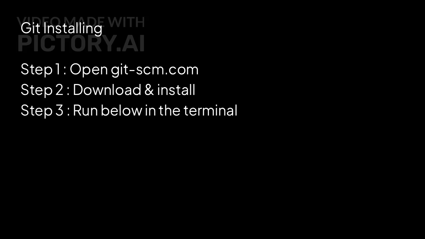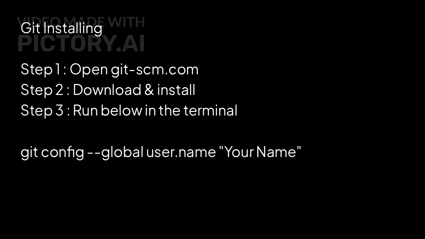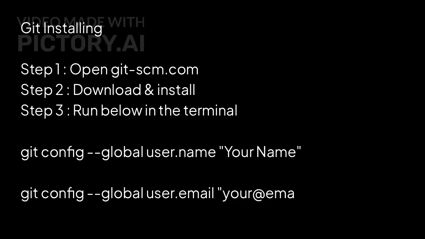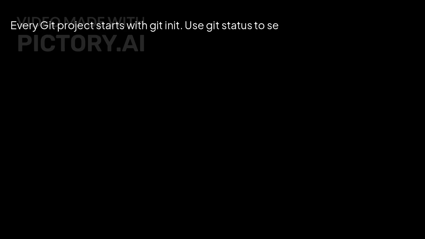Installing Git. Step 1: Open git-scm.com. Step 2: Download and install. Step 3: Run the below in the terminal: git config --global user.name "Your Name", git config --global user.email "you're@email.com".